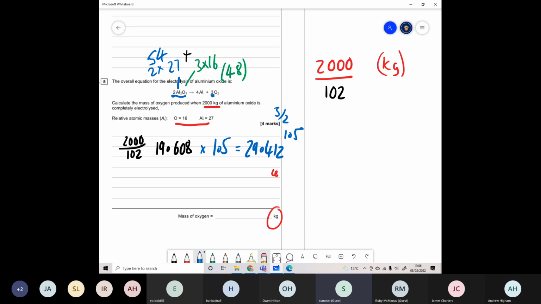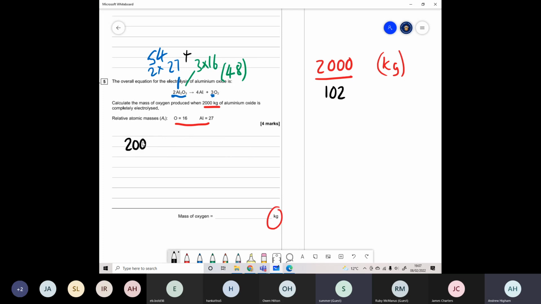29.412. Just going to get rid of that. Okay. So now we've got the moles of oxygen. And I know I've done this slightly differently. Now we've got them, I'll tell you what. Let's do it all again. I'm going to do this first.